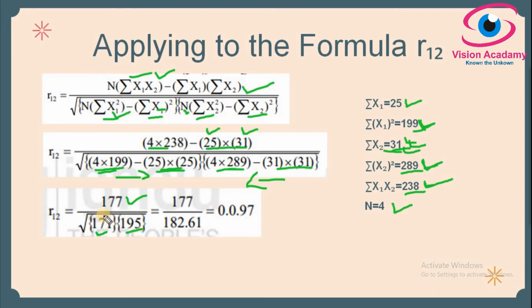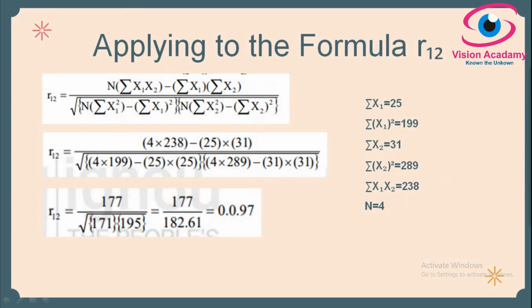Here firstly I will multiply 177 into 195, and thereafter I will take the root. So when I take the root, finally I got 182.61. So 177 divided by 182.61 is 0.97. By the same way we will calculate R12 and R23.